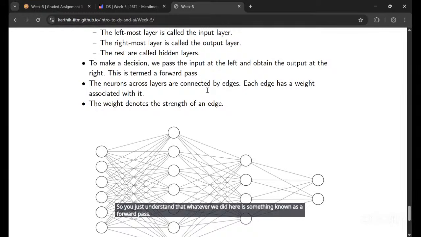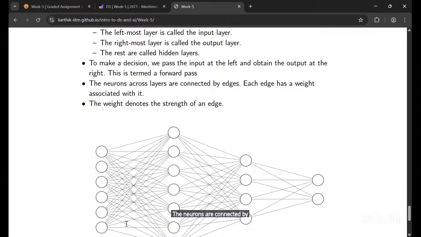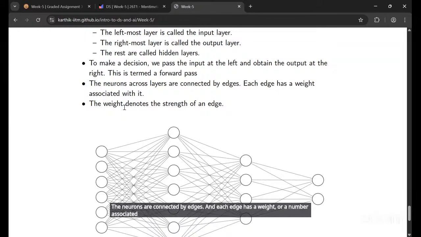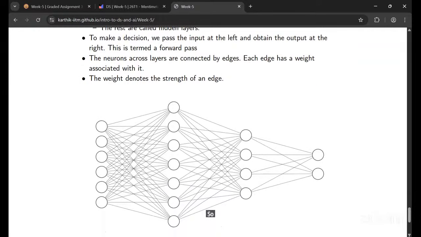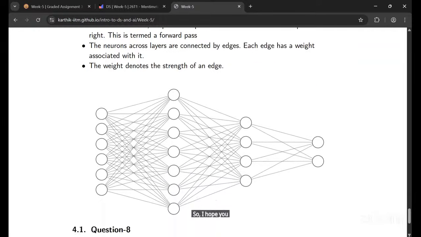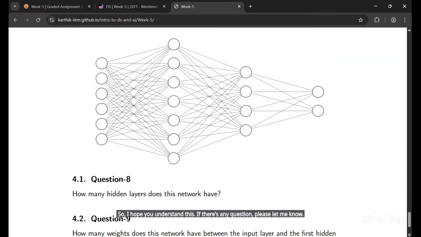The neurons are connected by edges, and each edge has a weight or a number associated with it. And this weight denotes the strength of that edge. So I hope you understand this. If there's any question, please let me know. Else we can discuss these questions.